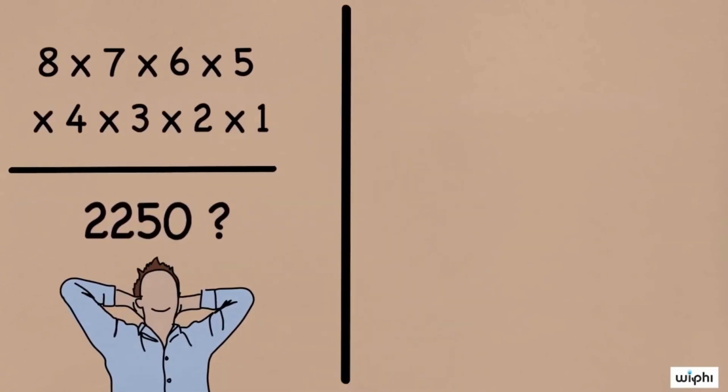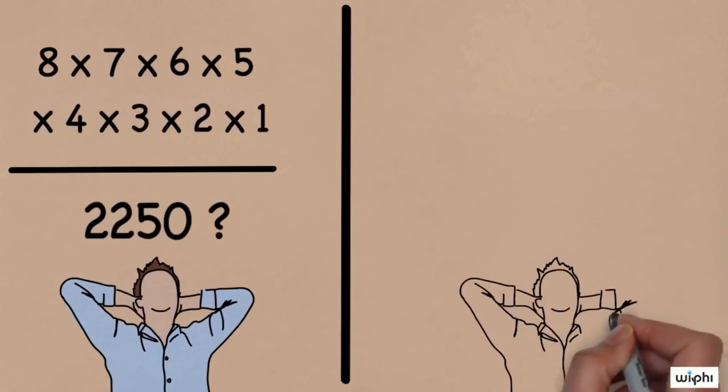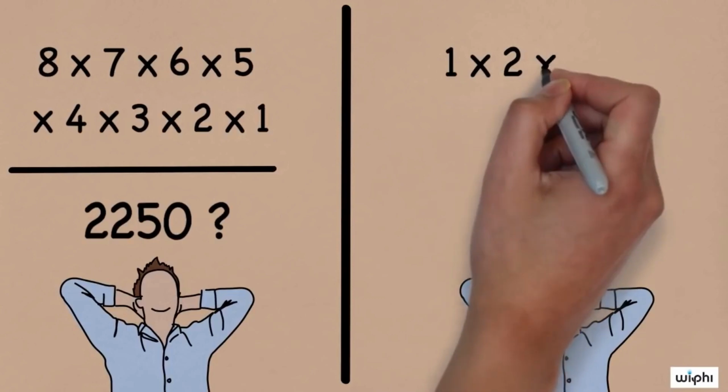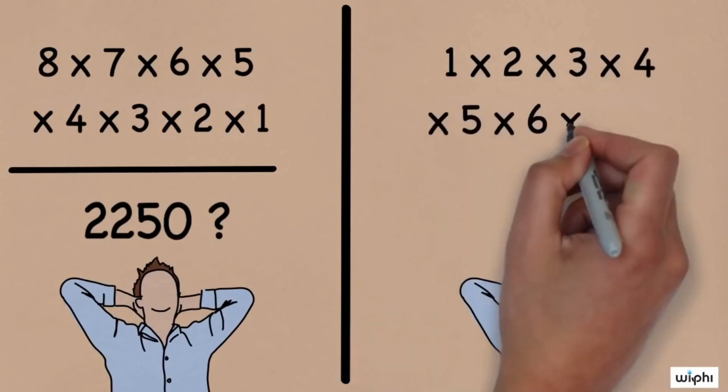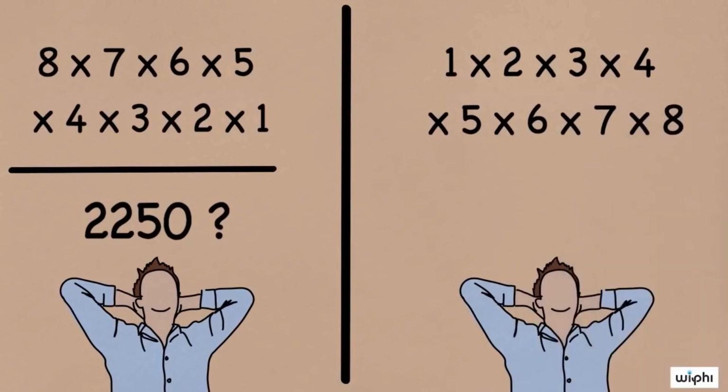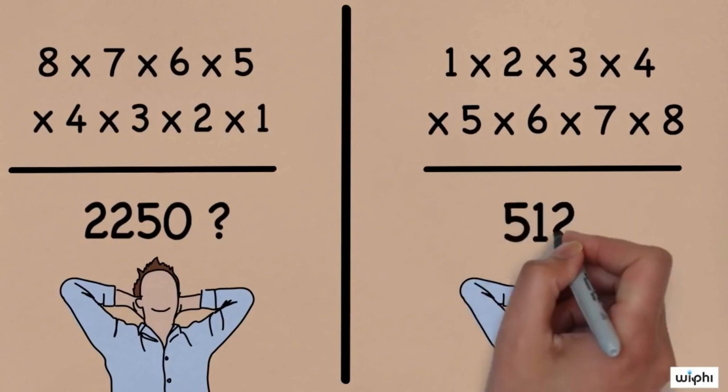But now, let's suppose I gave you a different math problem. What if I gave you this one? Ready? 1 times 2 times 3 times 4 times 5 times 6 times 7 times 8. What's your answer? If you're like Kahneman and Tversky's subjects, your answer might be a bit different here. For this question, their subjects guessed a lot lower. On average, they said the answer was about 512.